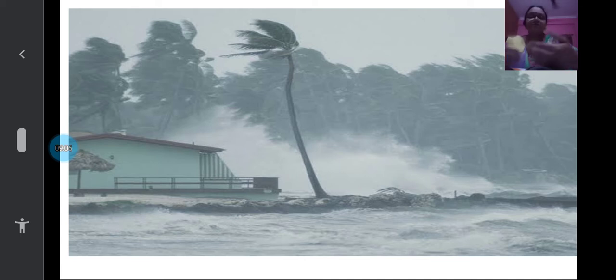What does this picture show, children? See here, the trees, how they are before lightning and raining and all. That is called a storm. When the wind is that fast, it can carry away the roofs of the houses. They can uproot the trees, which may cause a lot of destruction. That is called a storm.